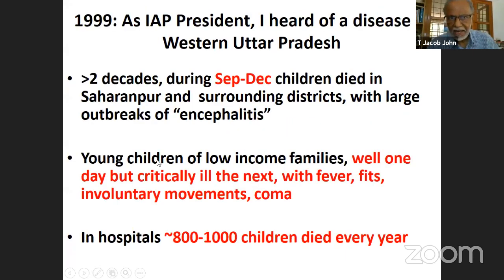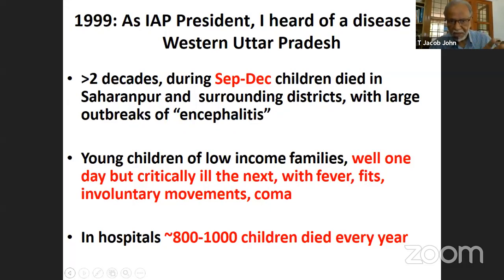Now, in 1999, I was president of the Indian Academy of Pediatrics. I heard of this disease in Western Uttar Pradesh called Saharanpur encephalitis. For more than 2 decades, during September, November, December, young children died in large numbers in Saharanpur and in 9 or 10 surrounding districts, with large outbreaks of encephalitis. Always young children of low-income families. Always well one day, but critically ill the next morning. Fever, convulsions, involuntary movements, slipping into coma. 70–80% case fatality.